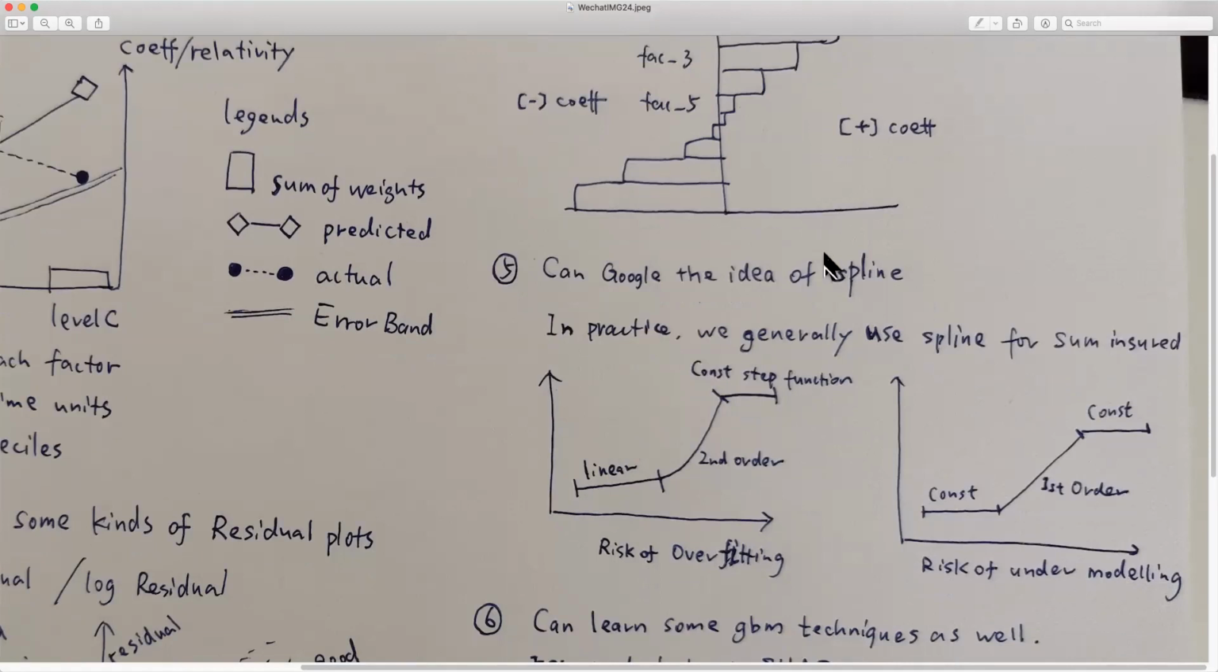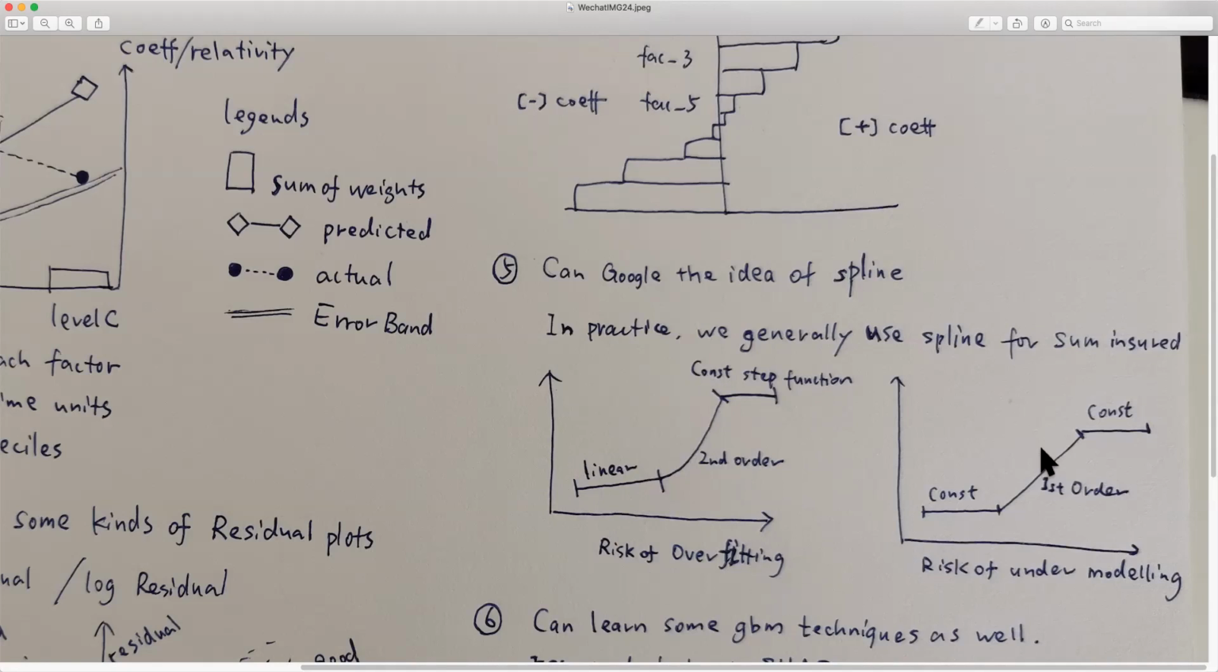If you apply the idea of spline, you have to think about how complex your model is. For example, you can cut the entire range of data into 3 parts. The first part you assume a linear relationship, the middle part you assume a second-order polynomial function, and the final part you assume a constant function. Well, you can do this, but you face the risk of overfitting.